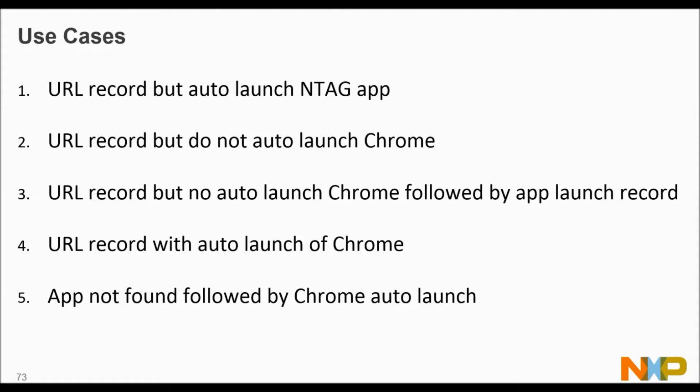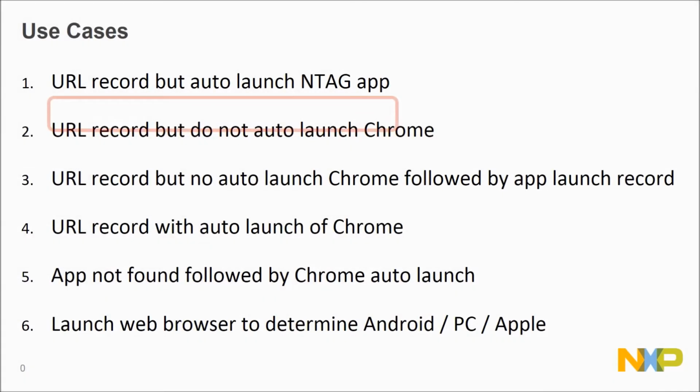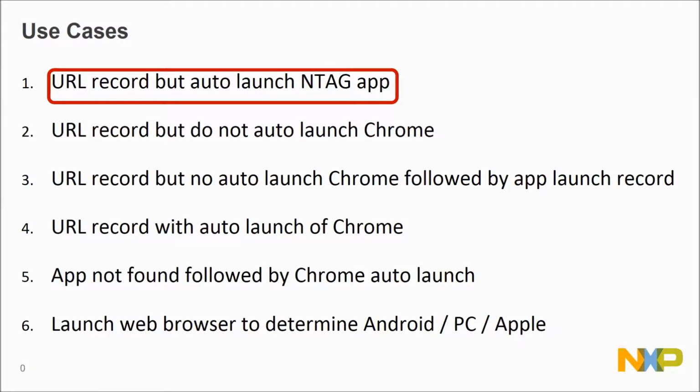And then lastly, we're going to do what happens if you have an app that's not found in Google Play, not found on the phone, what happens then. So we'll see what happens and see if it executes Chrome or not. Let's go to the first example.